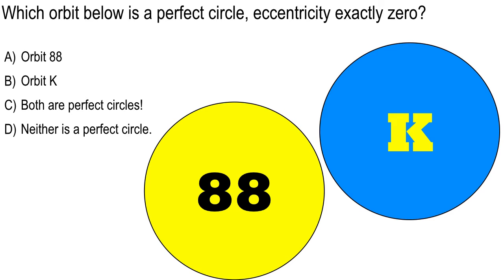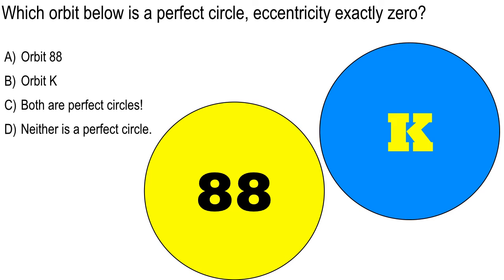What? Oh, my goodness. Let's see. 2 people voted for A, 11 for orbit K. So nobody believes that those are perfect circles, neither one of them. Some of you said neither. No, some of you said both. And some of you said neither.